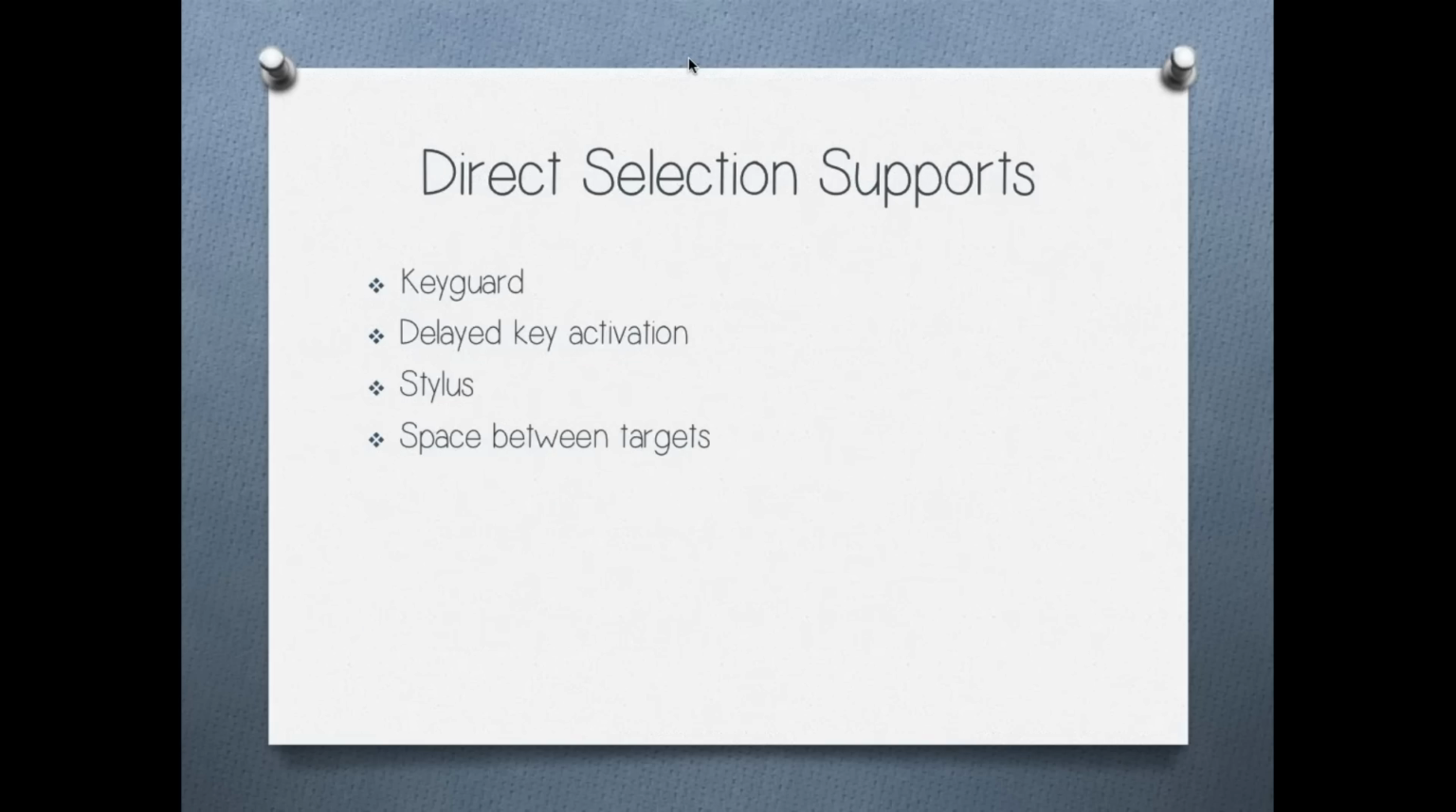Also think about whether you can add some supports to make them more successful with direct selection. If they're inaccurate with their pointing, could you add a key guard? Could you delay the key activation, so that when they press a button, it doesn't activate immediately? There's a bit of a delay so that they don't have as many mishits. Can you use a stylus? Can you use space between targets? For both direct selection and scanning, there are ways to improve accuracy, and not just with the motor and sensory demands that you're given. There is a limit to that, right?